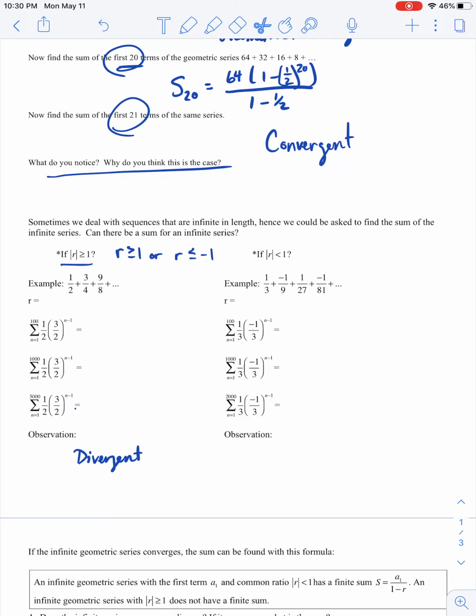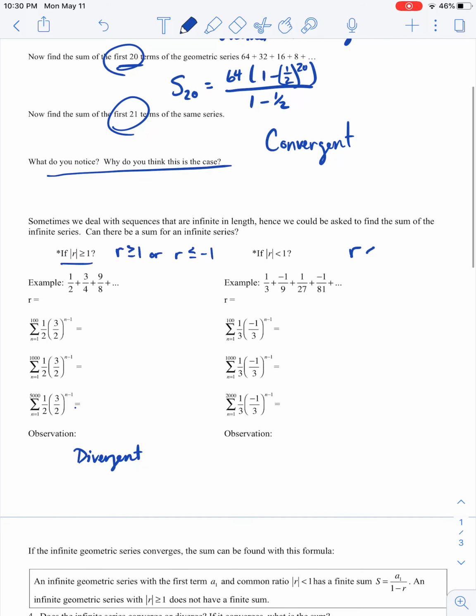But over here, when it says the absolute value of r is less than 1, that is saying for r values between -1 and 1. If you look at this one here, the r value is -1/3. Over here it was 3/2. In this case, if I were to sum up this series from 1 to 100, and then again from 1 to 1,000, and then from 1 to 2,000, the answer that I get is practically the same, right?